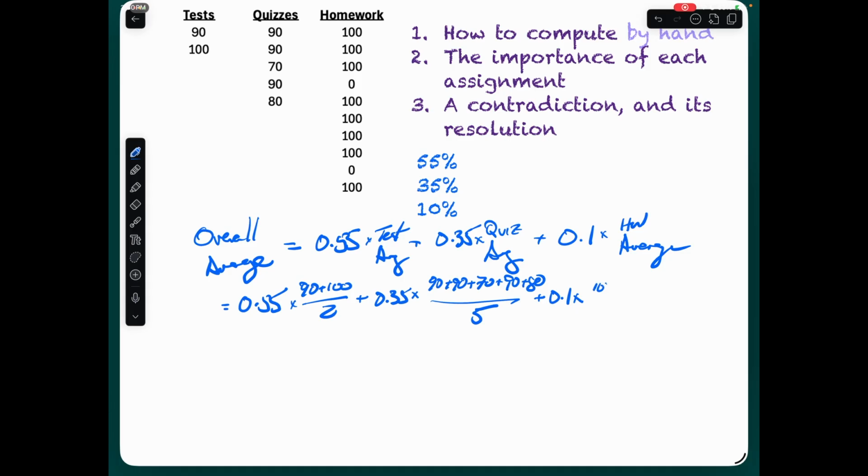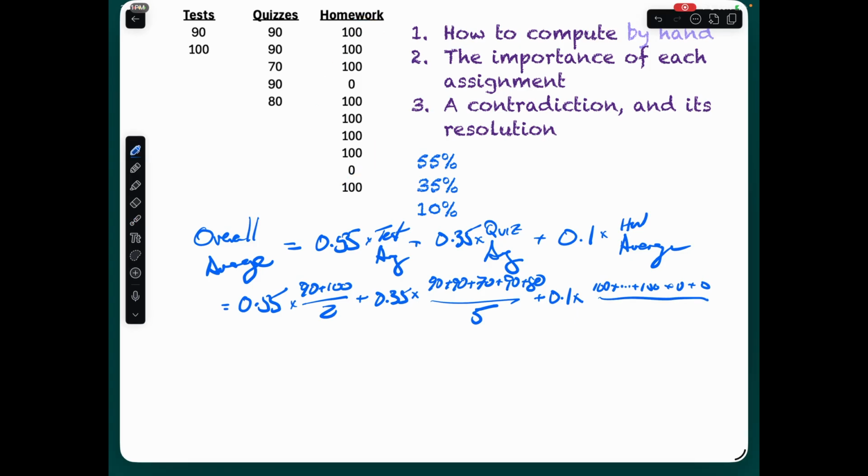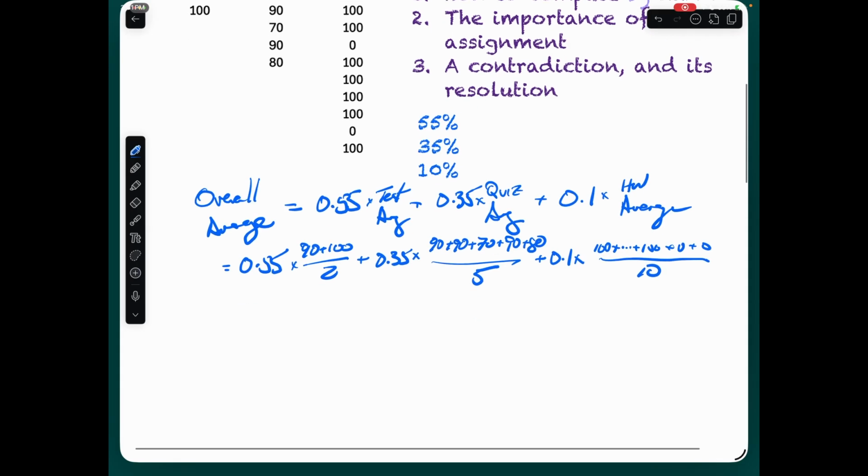Just know that I'm taking 100 and I'm adding it to itself 8 times. And then I'm adding 2 zeros to represent these homework grades, 2 zeros and 8 100s. There is a total of 10 of those grades. So this is the computation I need to make. Your calculator will do it all for you.